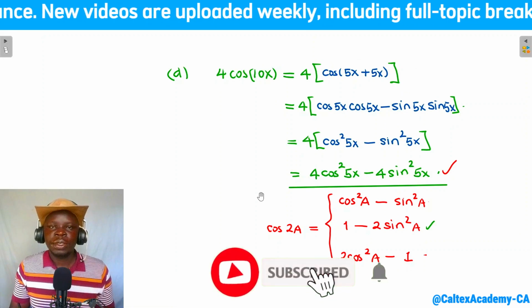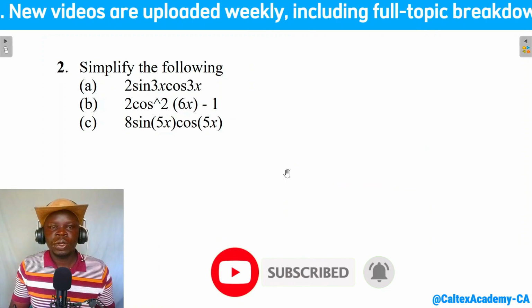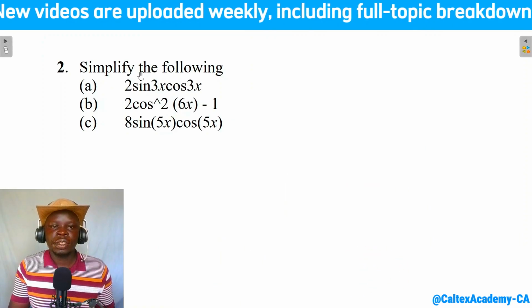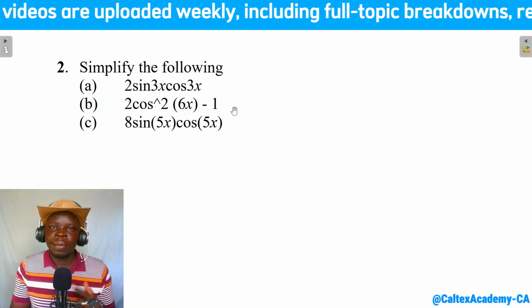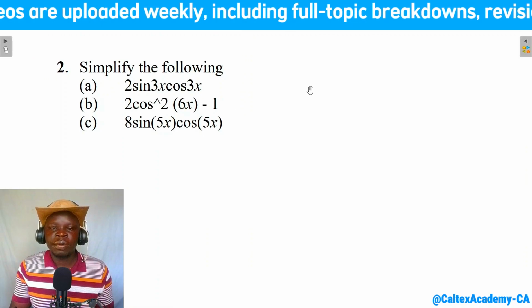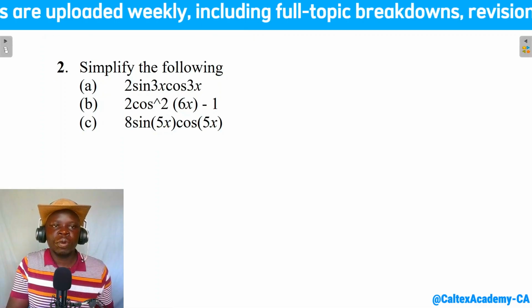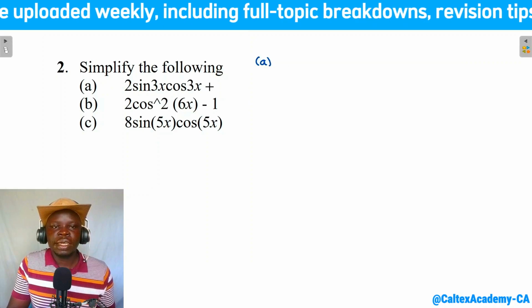So from here, question 1 is done. Let us move on to question number 2. Now in our question number 2, we have to simplify the following. Remember question 1, we were expanding. We have been given expanded form and are required to simplify it down. How do you approach this? It's the same way. And let's move on and take part A of the question and we start simplifying.